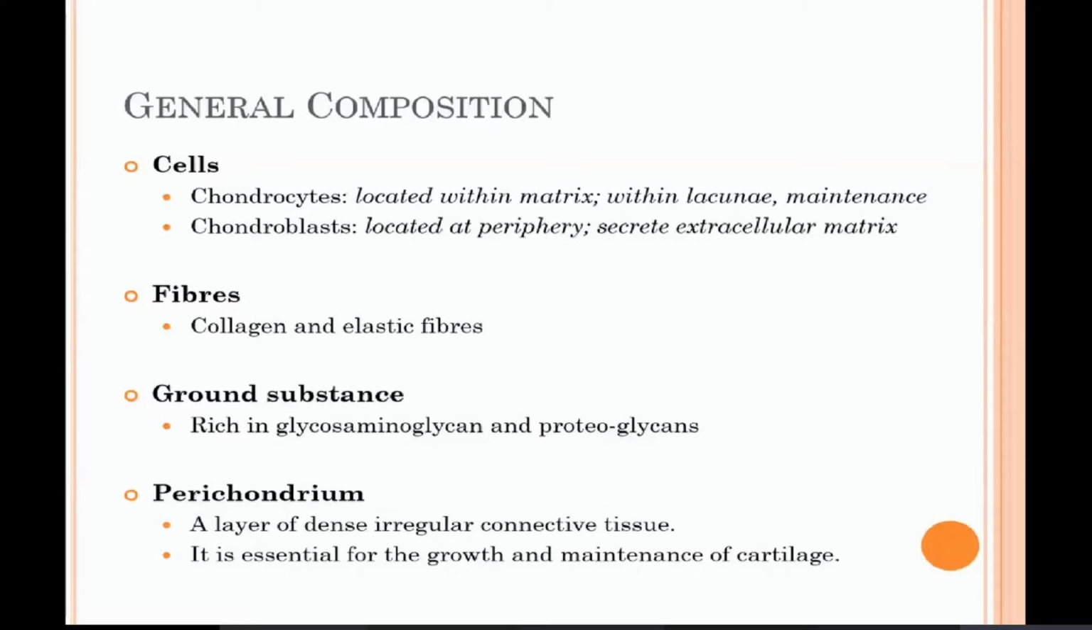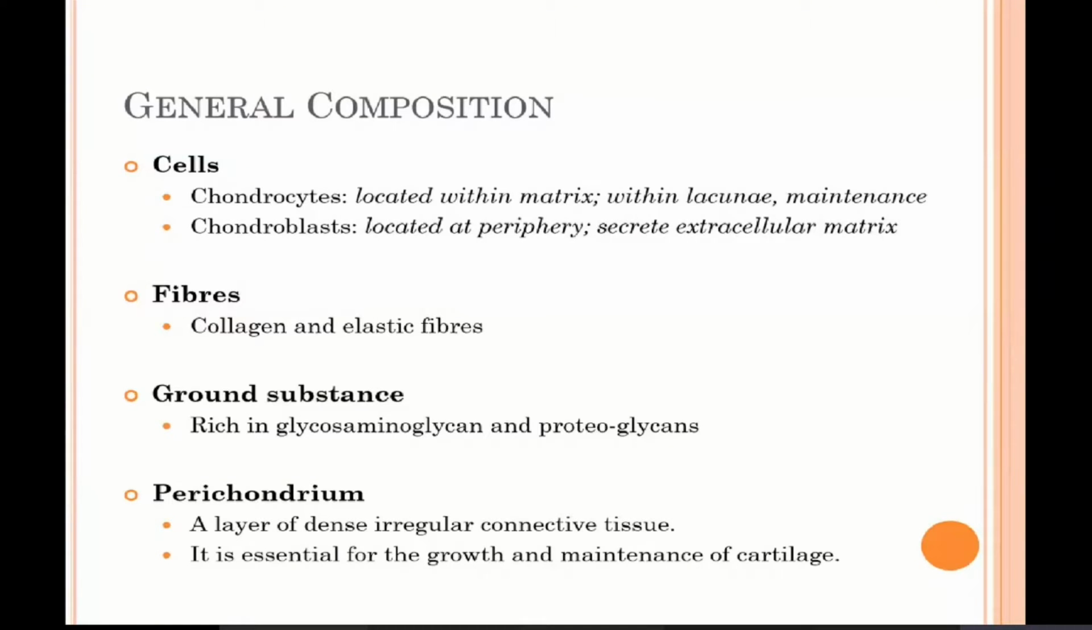The second kind of cells are the chondroblasts, which are located at the periphery of the cartilage, just under the perichondrium, and their function is to secrete and produce from scratch the extracellular matrix of the cartilage. The second component is the fibers, which are elastic proteins such as elastin and also collagen fibers. These are present in the cartilage for extra strength and flexibility of the tissue.